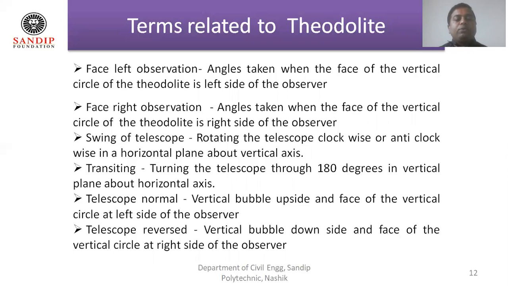Now next is telescope normal. Telescope normal means the vertical bubble is upside and the face of the vertical circle is on the left side of the observer. That is called telescope normal. Now face left observation is also called telescope normal position. And opposite to this telescope normal, there is telescope reversed. Whenever the vertical bubble is on the downside and the face of the vertical circle is on the right side of the observer, then that is called telescope reversed.